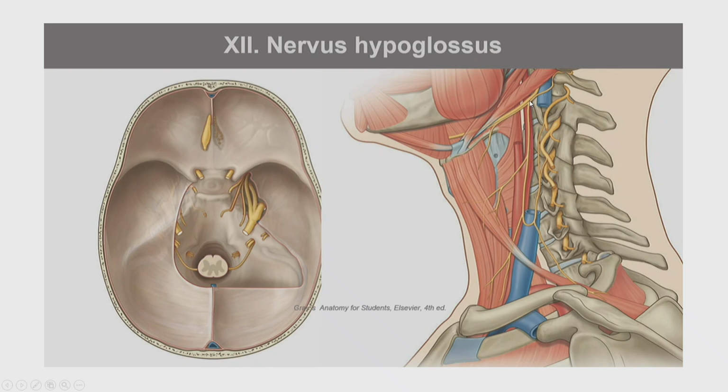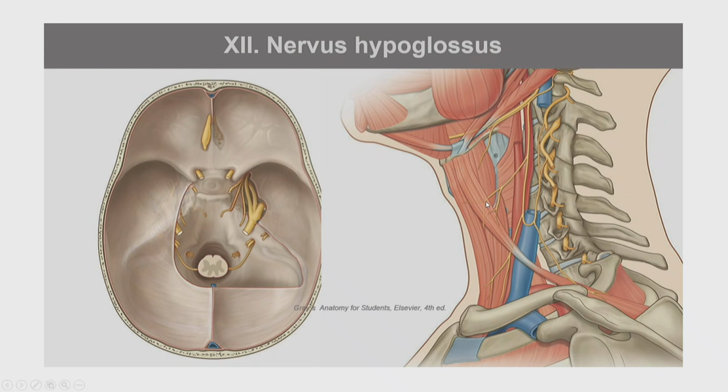Also, from C1, C2, or C2, C3, there is a fiber which is making a superior root for this loop, which is called the deep ansa cervicalis. This is the deep ansa cervicalis. And from C2, C3, coming from the cervical plexus, is the inferior root, and these two roots join together and make this loop, which is called the deep ansa cervicalis, or ansa cervicalis profunda, and it's responsible for innervation of most of the infrahyoid muscles, not all of them, but most of them.